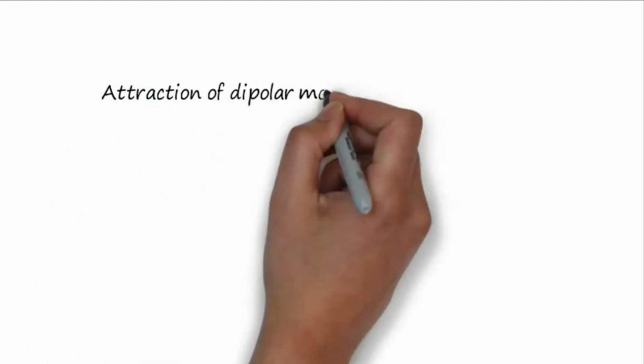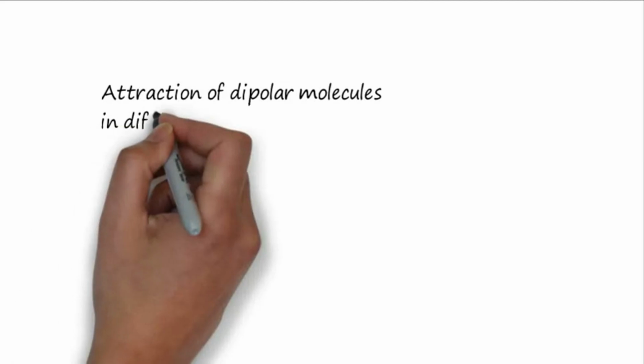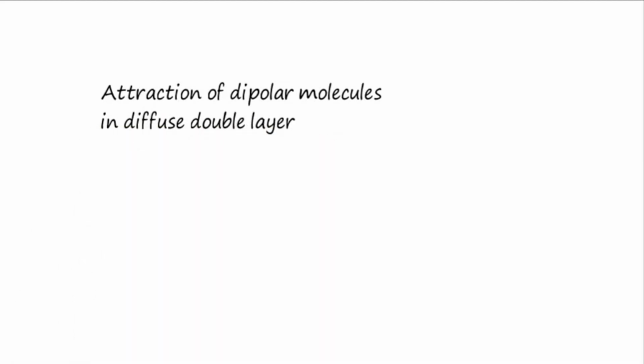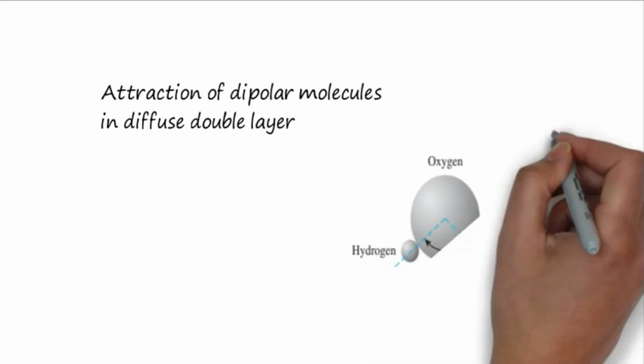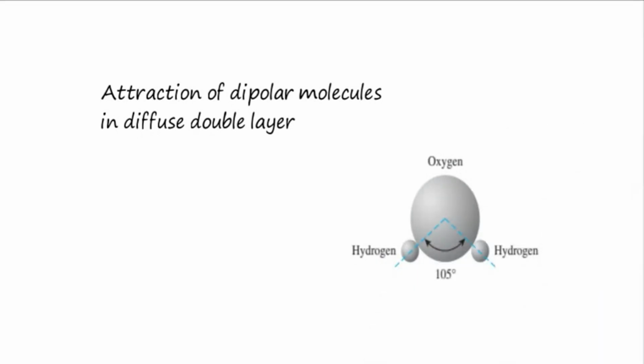Attraction of dipolar molecules in the diffuse double layer is what we are going to discuss next. Generally, water is made up of dipolar units as seen here. Water molecules are polar. Hydrogen atoms are not axisymmetric around an oxygen atom. Instead, they occur at a bond angle of 105 degrees. As a result, a water molecule has a positive charge at one side and a negative charge at the other side. It is known as a dipole.